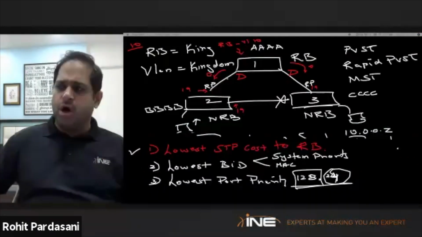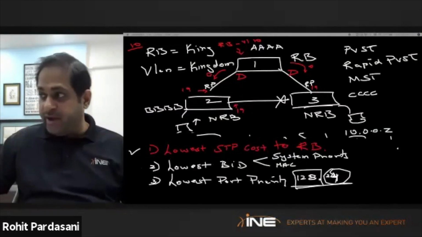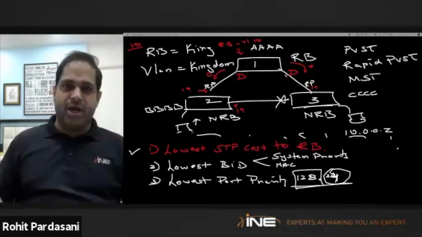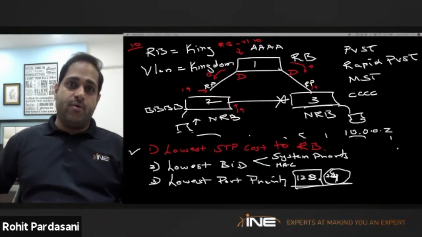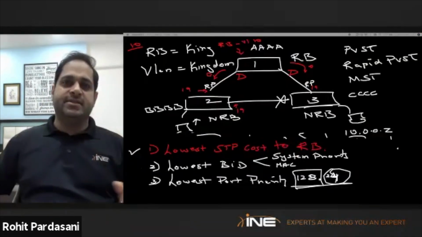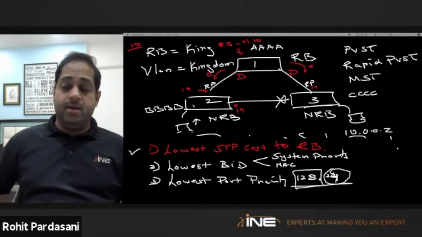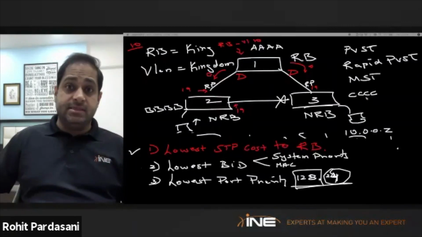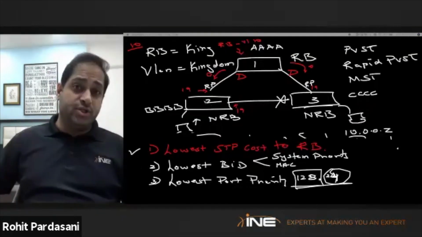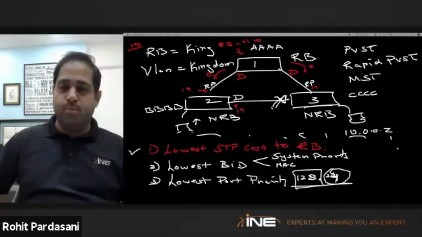What is switch 2's cost to root bridge? The best path cost. It is 19. What is switch 3's cost to root bridge? It is 19. Cost is same. It now compares bridge ID. What is switch 2's system priority? 32768. What is switch 3's system priority? 32768. It's the same. What is switch 2's MAC address? BBBB. What is switch 3's MAC address? CCCC. Switch 2 is lower. So based on bridge ID, switch 2 wins and he becomes designated, and switch 3 goes into blocking state.